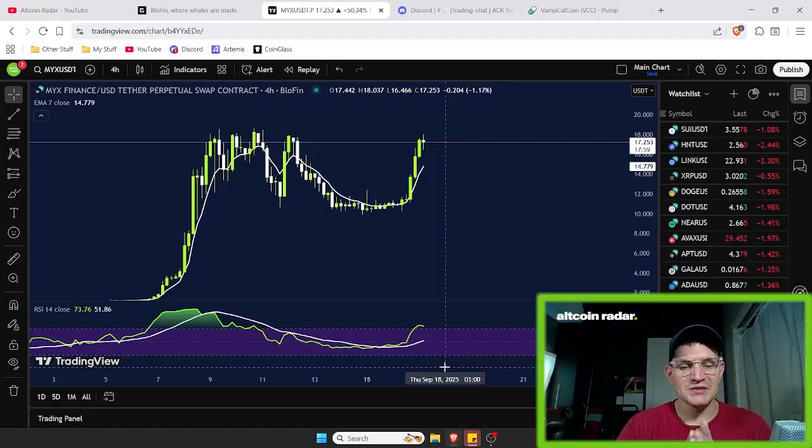Now, the best way to use the RSI is to check if the market is stretched way too far in one direction. And if it is, a reversal may be happening soon in the opposite direction.